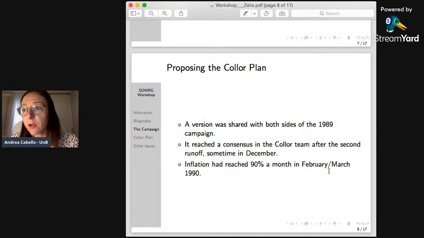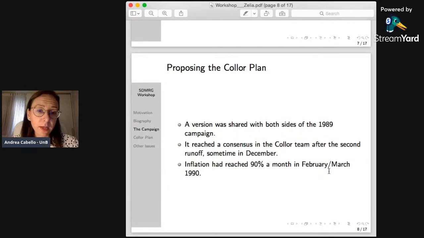So a version of the Collor Plan was circulating as a discussion paper for quite a while in the campaigns, and it reached a consensus in the Collor team after the second runoff. After they won the election, sometime in December, I think after Antonio Kandir joined the Collor campaign, they eventually decided, well, this is what we're going to do. It wasn't even in the campaign. Lula's team was still discussing, and Collor's team was discussing as well. So in December they decided, okay, this is what we're going to do.